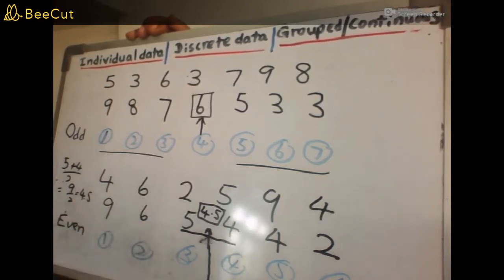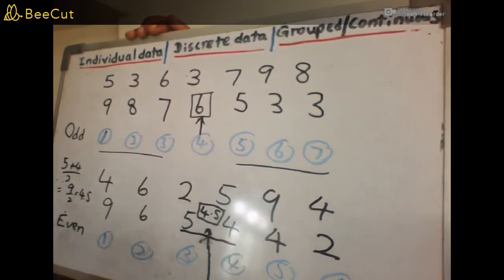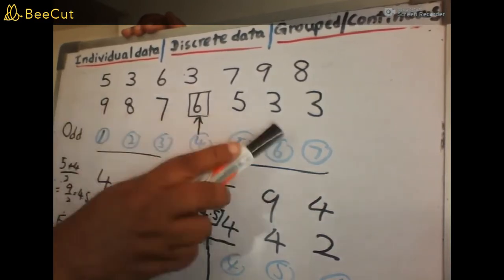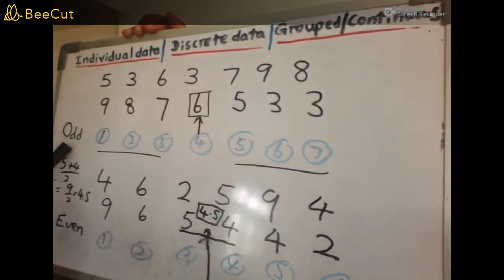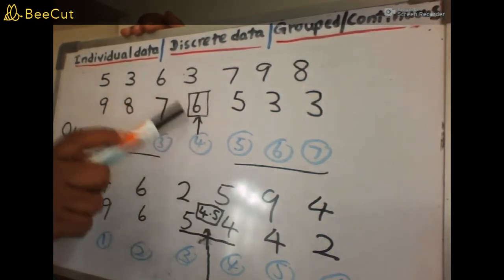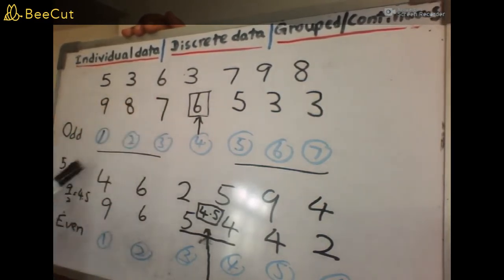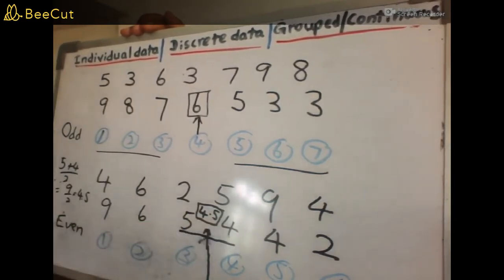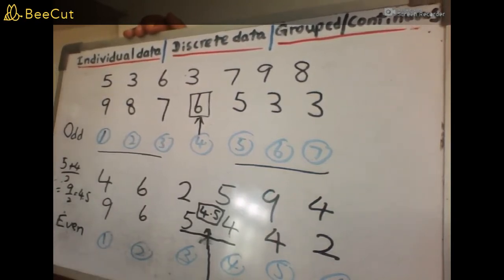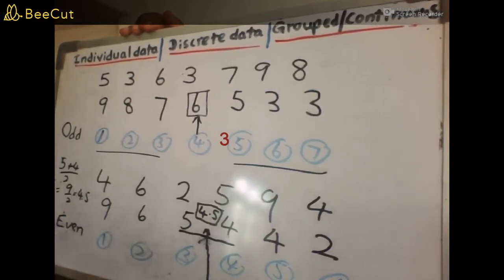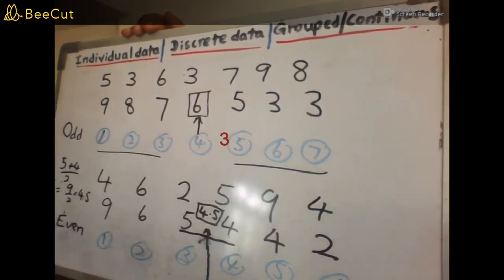So when calculating the median, you have to arrange the data. If the number of data is odd, then this is the central value, the middle value. If not, you have to get the total of the two middle values and divide that by 2. All right.